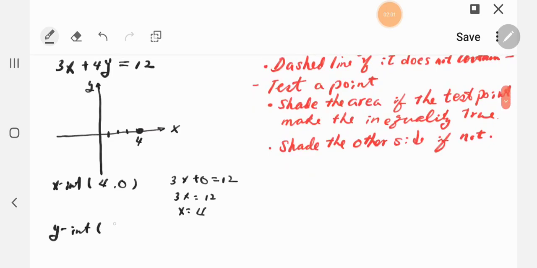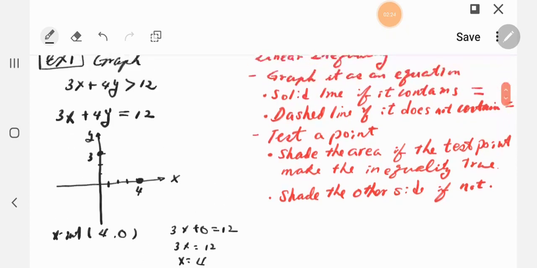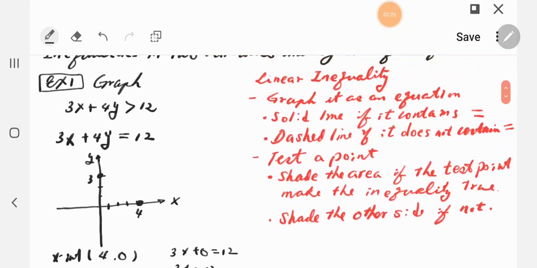And let's find the y-intercept. For the y-intercept, you can set the x value to 0, then find y. So x is 0, so 3 times 0 plus 4y equals 12. So y equals 3. So that's the y-intercept. x equals 0, y is 3. 1, 2, 3. Since we found 2 points, we can graph the straight line for this equation.